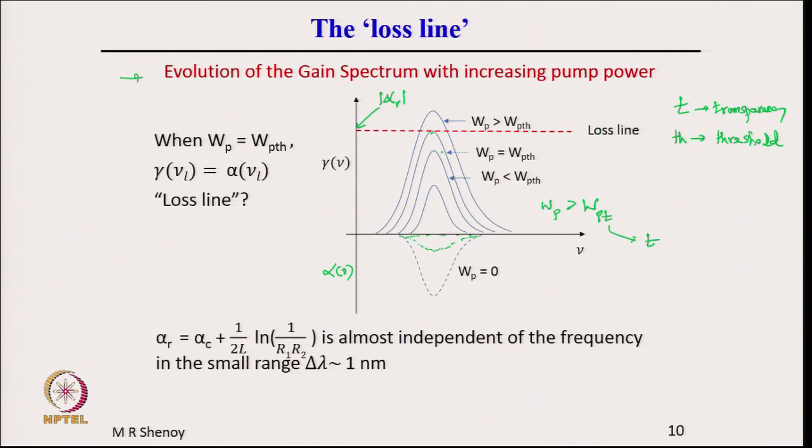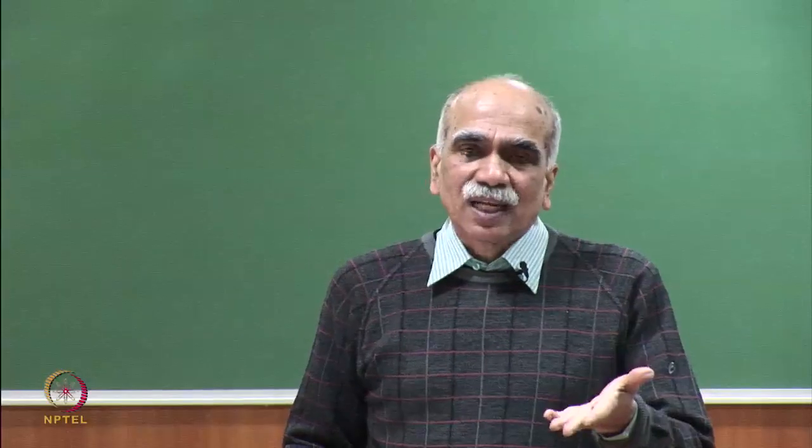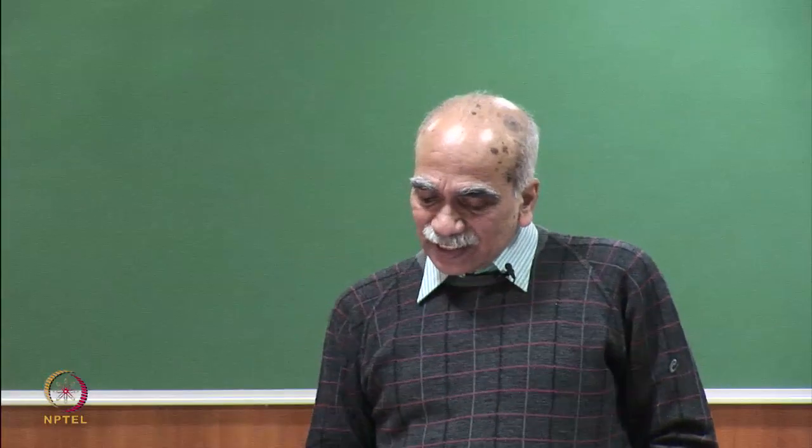When the pumping rate at which the gain coefficient becomes equal to the loss coefficient, that is called the threshold pumping rate. So, this is the threshold pumping rate, threshold for lasing. And if you pump more, that is, if the gain were to cross the loss line, we will see there is a new dynamics which takes place, and this discussion we will do in the next class. But let us first discuss what is this.